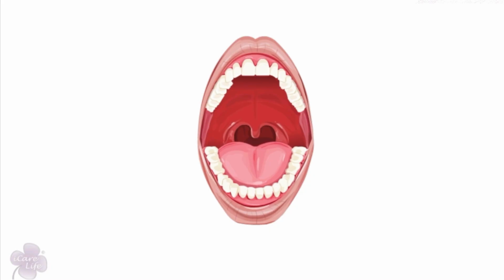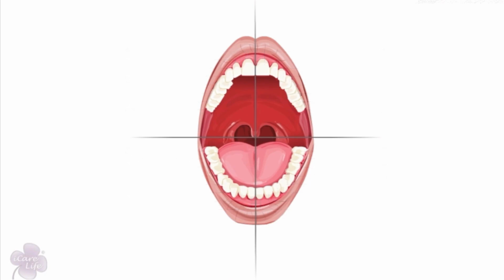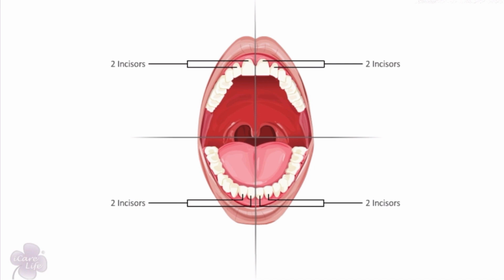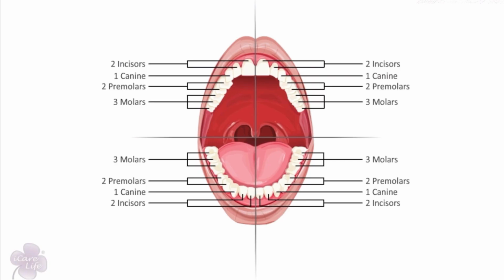To express the order of teeth, we divide them into 4 quadrants and use the formula shown. To understand the arrangement of various types of teeth, let us use another formula. In each quadrant, there are 4 different types of teeth: 2 incisors, 1 canine, 2 premolars, and 3 molars.